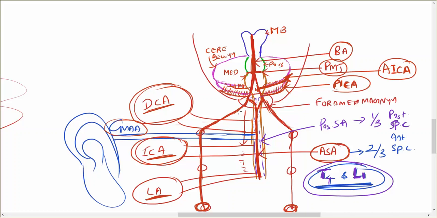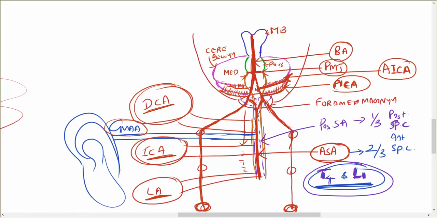Understand? Sometimes these branches, the posterior spinal arteries, can come from the posterior inferior cerebellar artery in some persons. So there are two ways: one is it can come directly from the vertebral artery, or it can come from the posterior inferior cerebellar artery. These posterior spinal arteries don't fuse, but run separately as two posterior spinal arteries at the posterior part of the spinal cord.